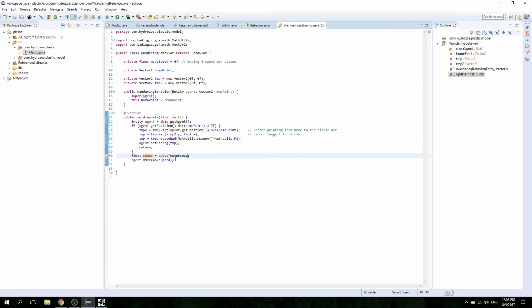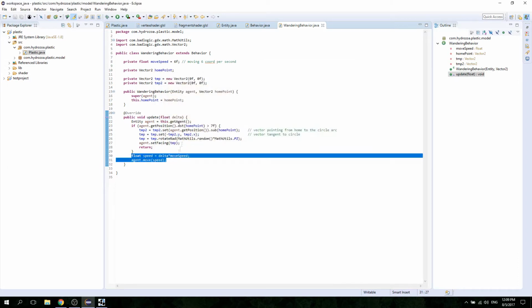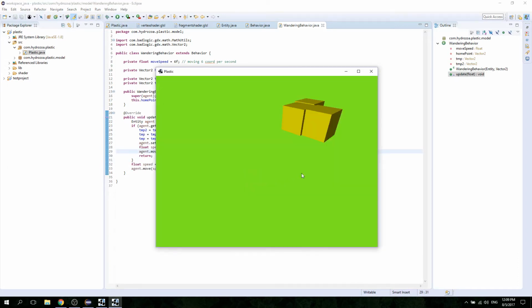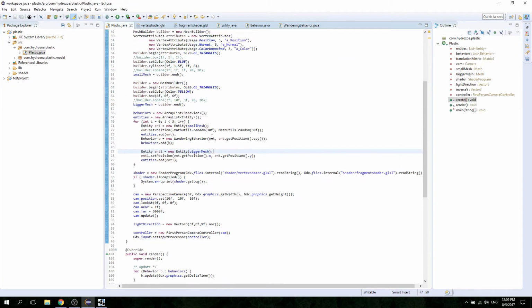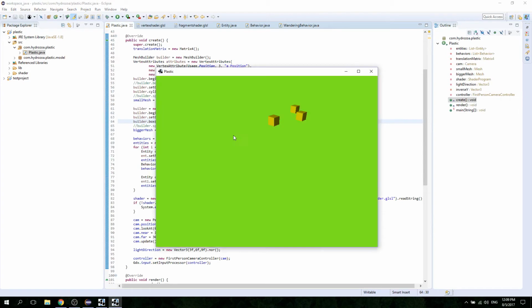Now here I wanted them to just roam around the home point instead of walking in a circle around it. So now I calculated a new vector off of the tangent of the circle, and now we have agents walking around their home point. That's great.